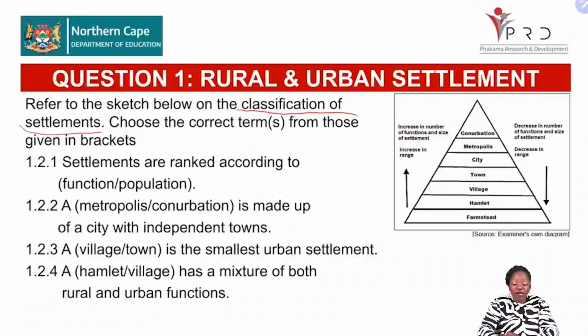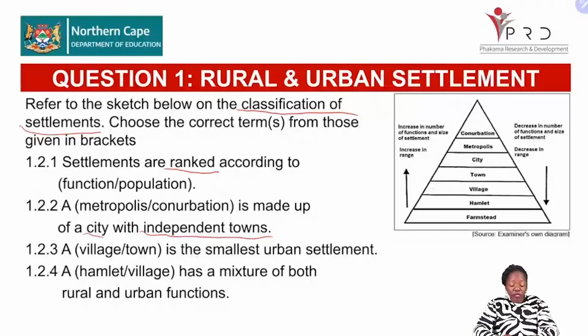From those given in the bracket. Remember, you need to choose a term that will make a statement correct. So our 1.2.1, the settlements are ranked according to, is it function or population? So we are looking at the ranking of the settlement. Then number 2, a metropolis or conurbation is made up of cities with independent towns. In the settlement hierarchy, which one is it, a metropolis or a conurbation?